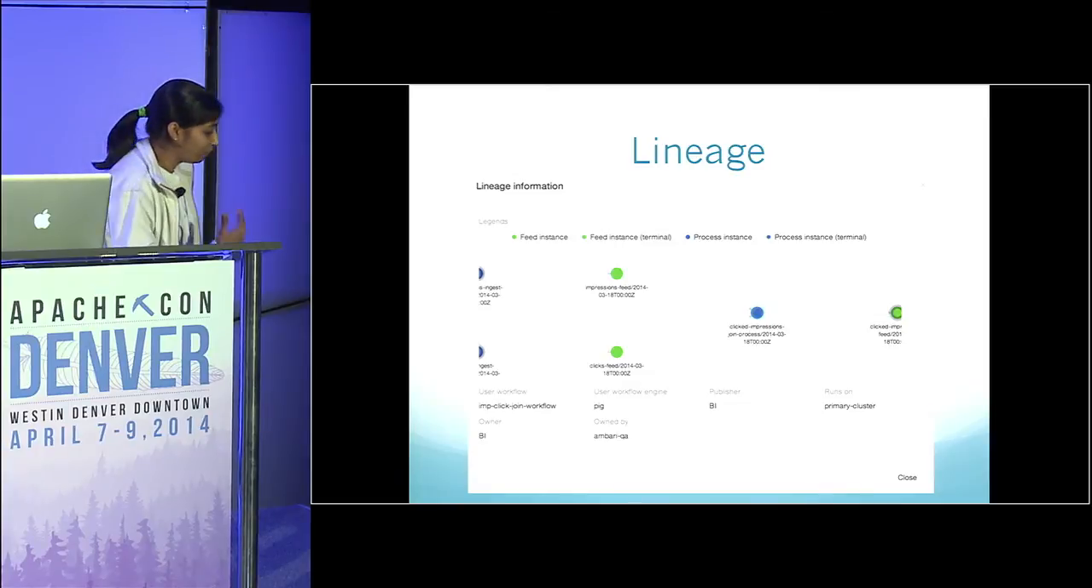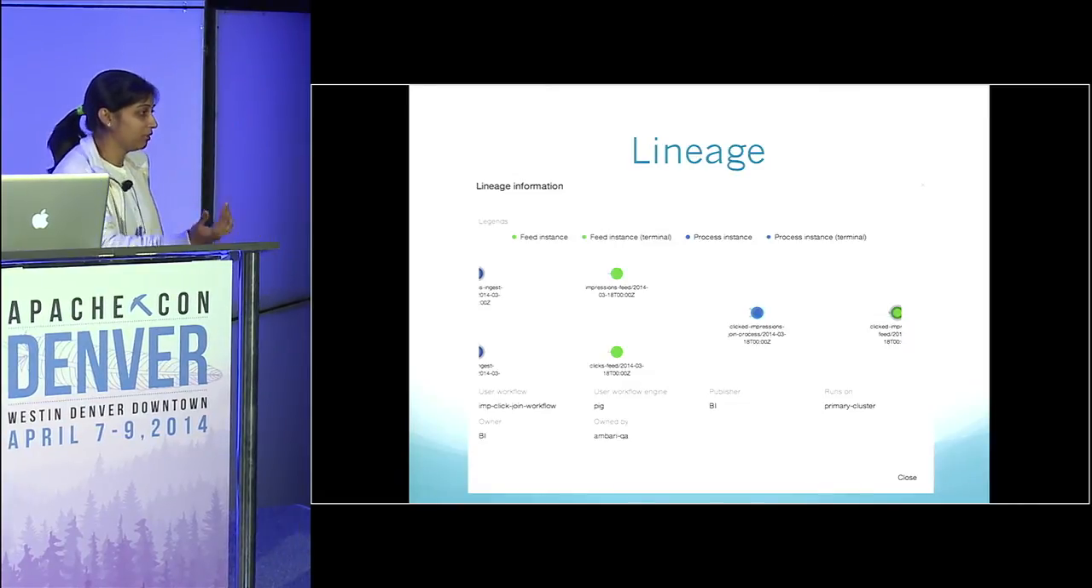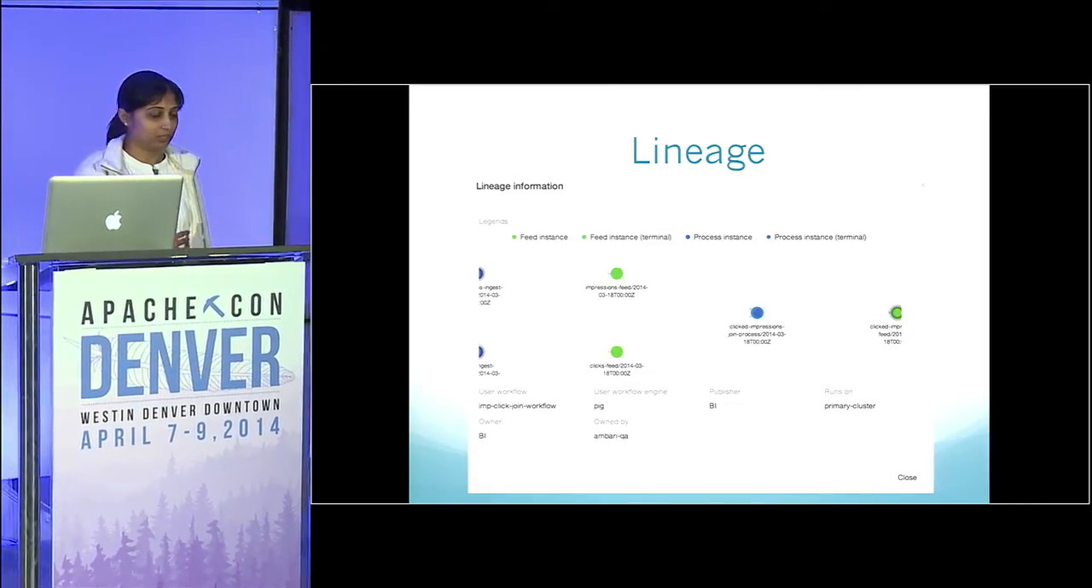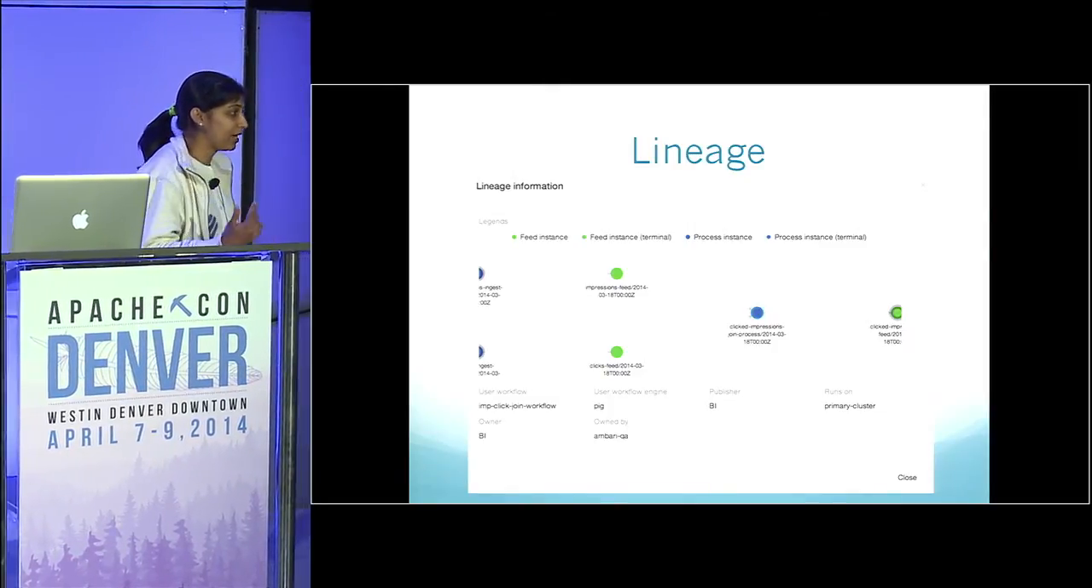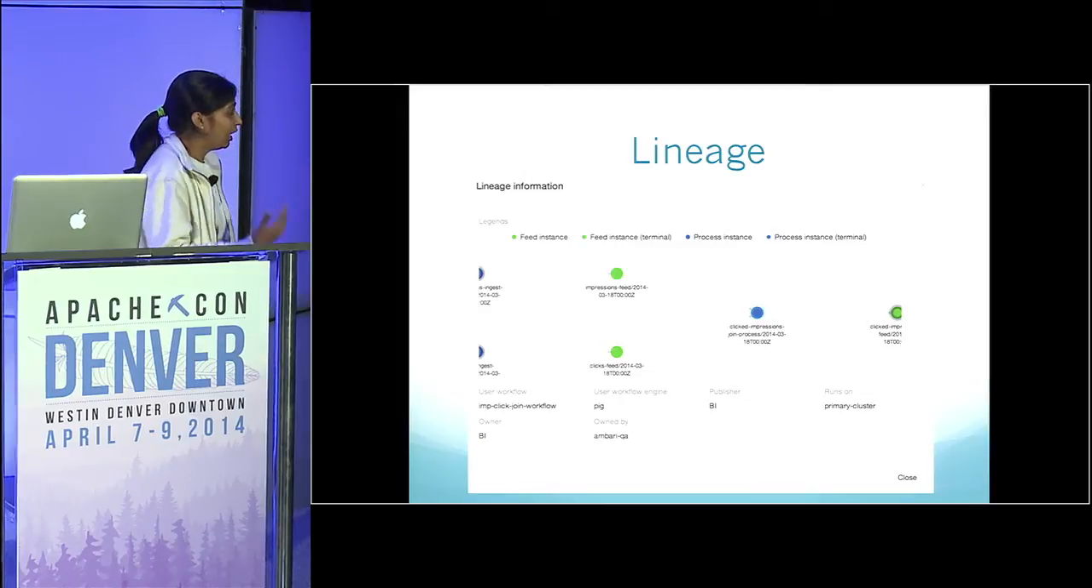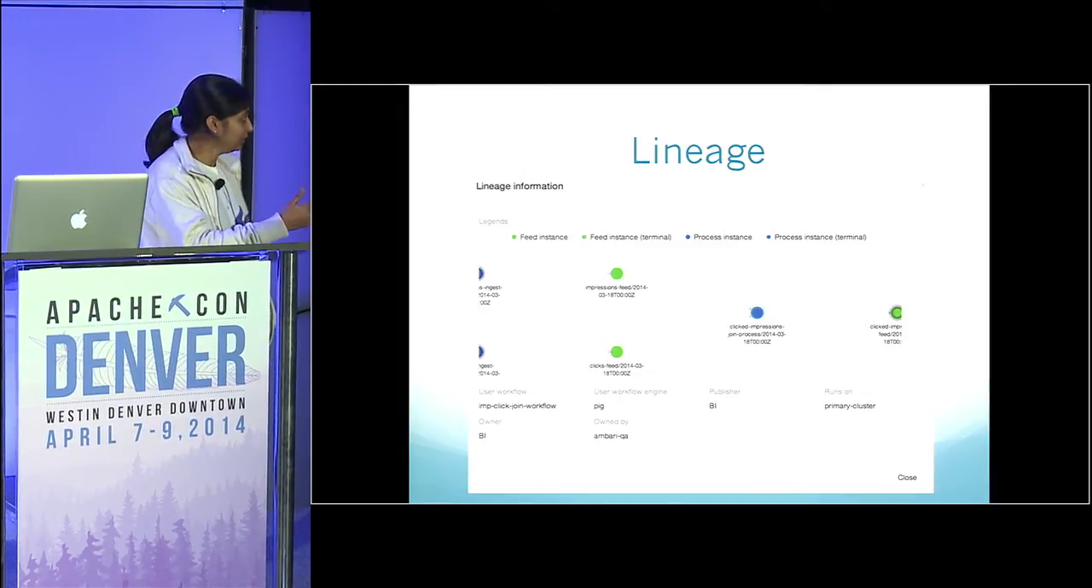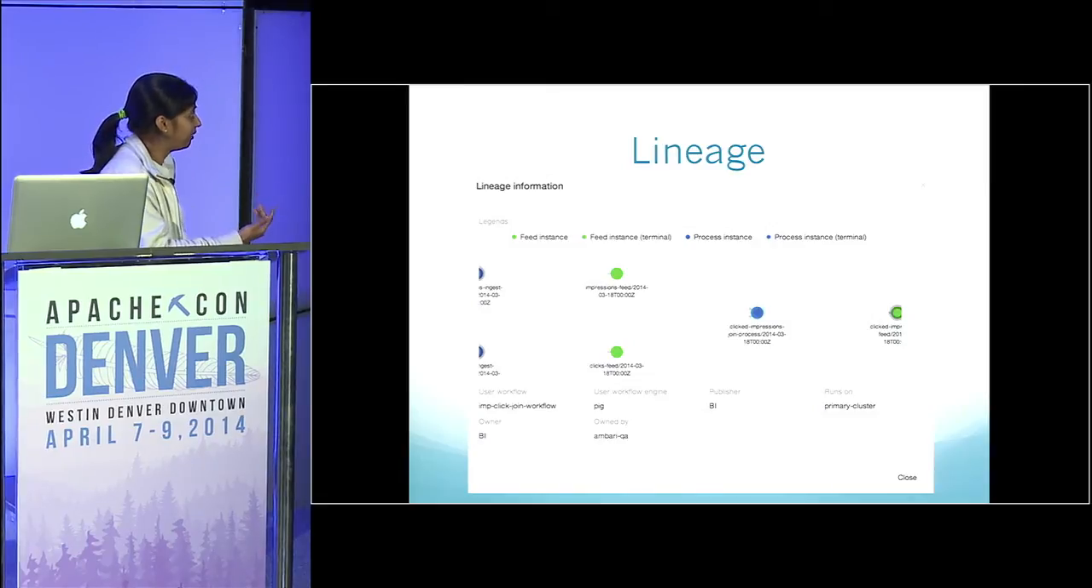So what Falcon does is, as part of the post-processing step of the different entity life cycles, it also records which instance ran, which version of the application ran. And all this data is available in a graph in Falcon. And there are APIs to get this information. We use Titan to store this information in a graph in Falcon.